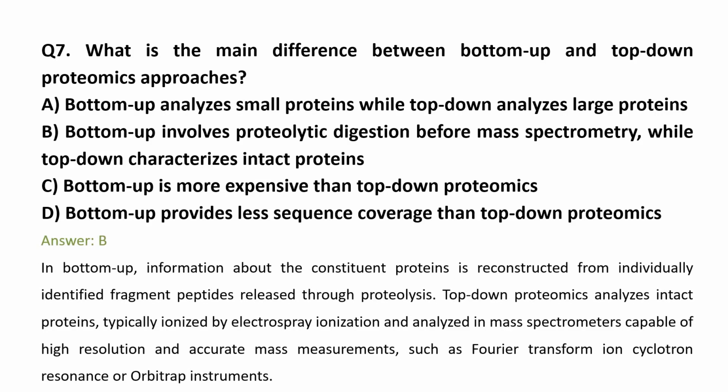Top-down proteomics analyzes intact proteins, typically ionized by electrospray ionization, and analyzed in mass spectrometers capable of high resolution and accurate mass measurements such as Fourier transform ion cyclotron resonance or Orbitrap instruments.